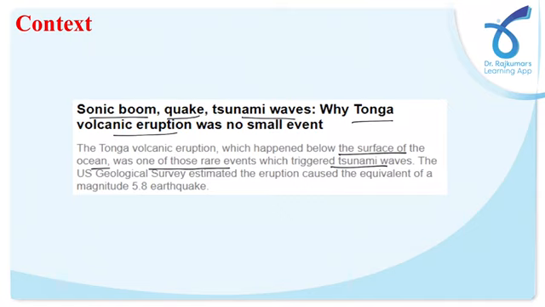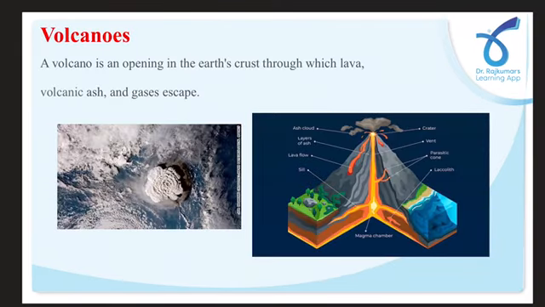The US Geological Survey estimated that the eruption caused the equivalent of a magnitude 5.8 earthquake. So this was the context of the Tonga volcanic eruption. Before going to the news, we will just see what we mean by volcanoes.